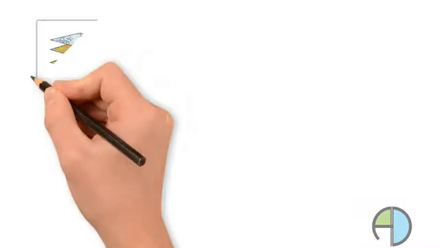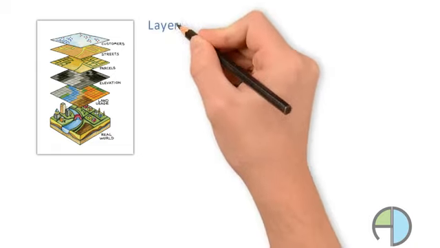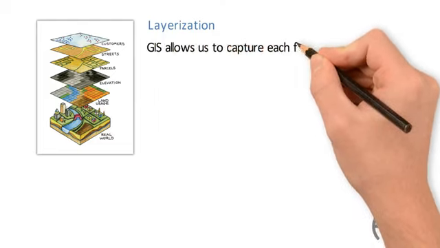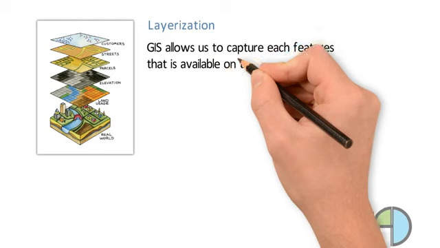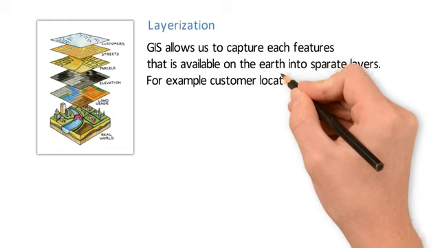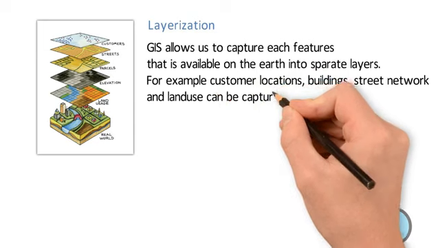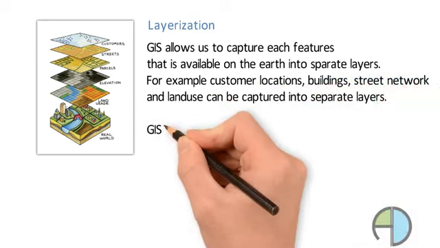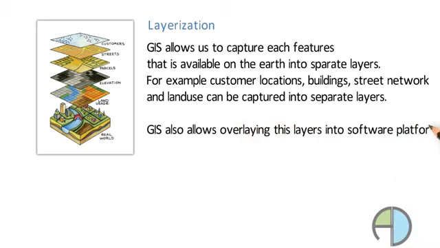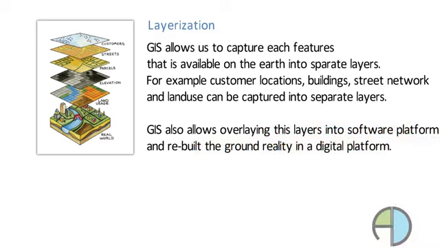The basic building block of a GIS system is layer. Layer is nothing but logical grouping of similar objects. So GIS system allows us to capture each feature that is available on the earth into separate layers. For example, customers can be combined into separate layers. Same way, buildings, streets and land use can be captured into separate layers. Ultimately, GIS system will allow us to display all these layers on top of each other, and then we will be able to rebuild the ground reality in digital platform.